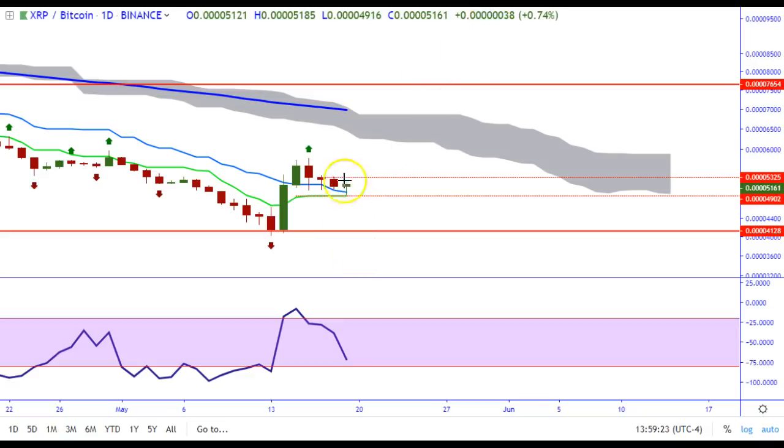I already have my levels. All right, I already have my entry level. I know where I want to get into the market. Those are things you need to know before you even start a trade. If you don't know your stop loss, your entry, your target before you get into a market, then why get into a market?